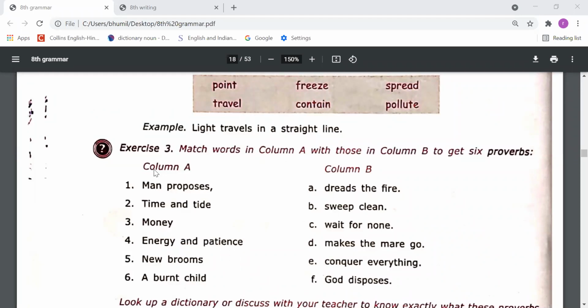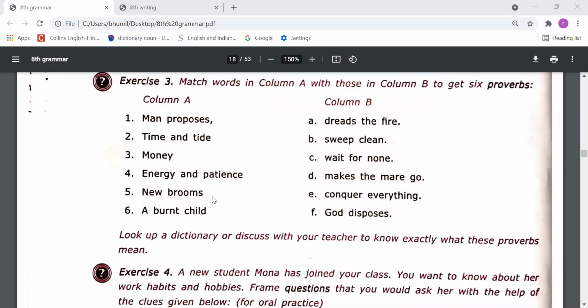Right? So dear students, now you have to do one thing. You have to find out the meaning of these proverbs. Okay? That's your duty. Some I can let you know, some you have to find out. Like, first is man proposes, God disposes. It means that people make plans, but God determines how things will turn out. I mean, everything is in God's hand. People make plans that I will do this and this, but everything is in God's hand, and whatever he wants to do, he can do. Second, time and tide wait for none. It means time does not wait for anyone. It will go on continuously. Next.